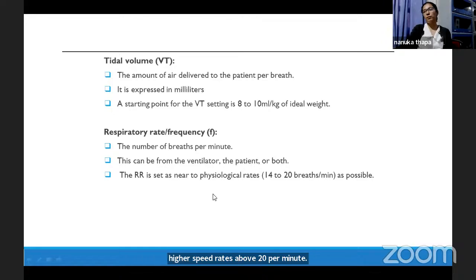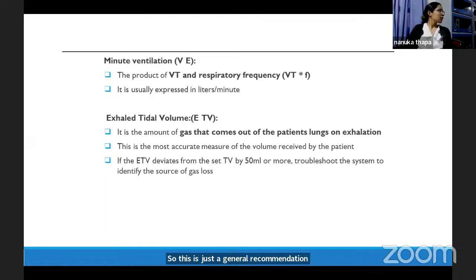It's not absolute. The next term that we have to see is minute ventilation. It is the product of tidal volume multiplied by frequency. It is usually expressed as liters per minute.